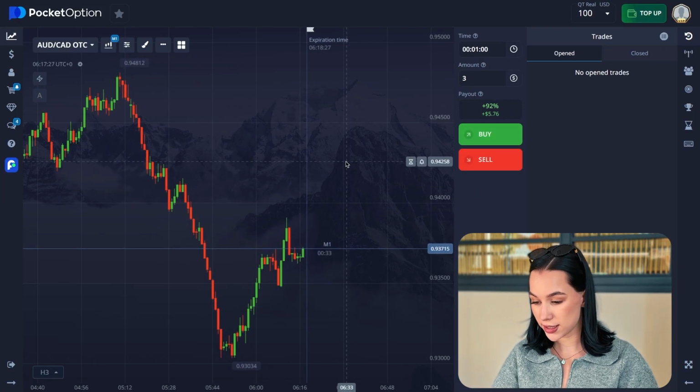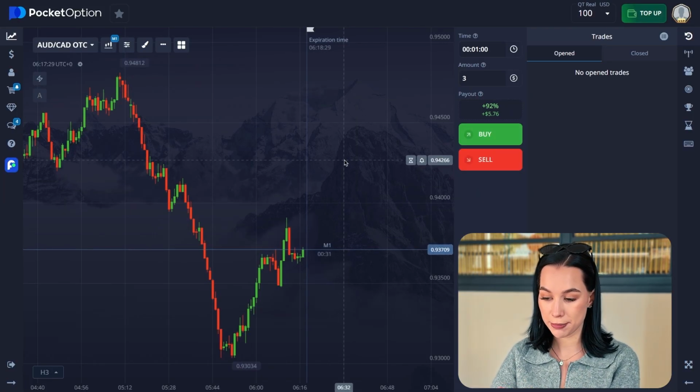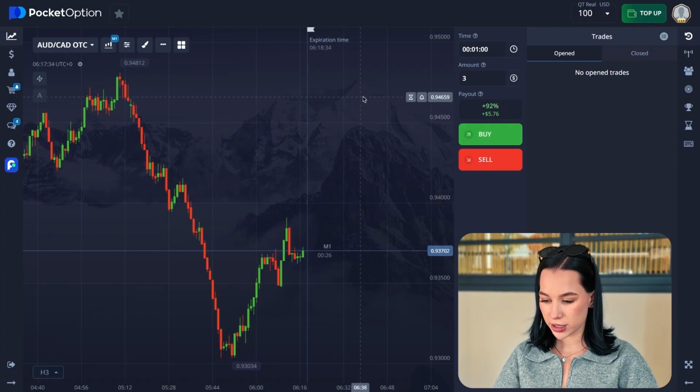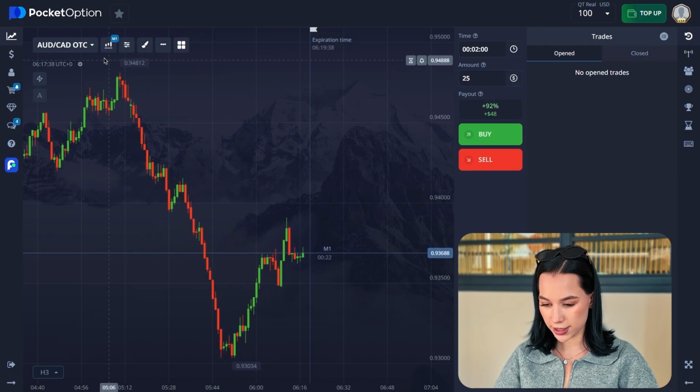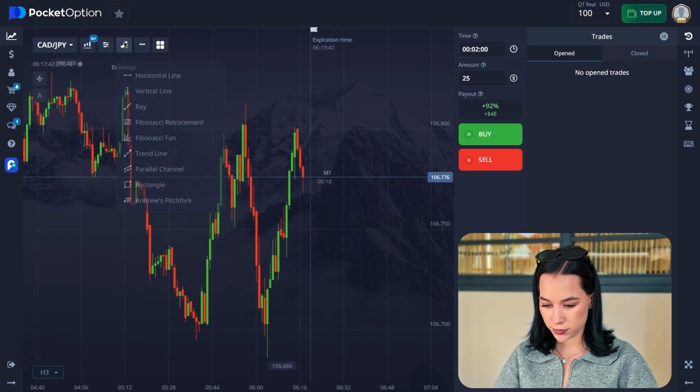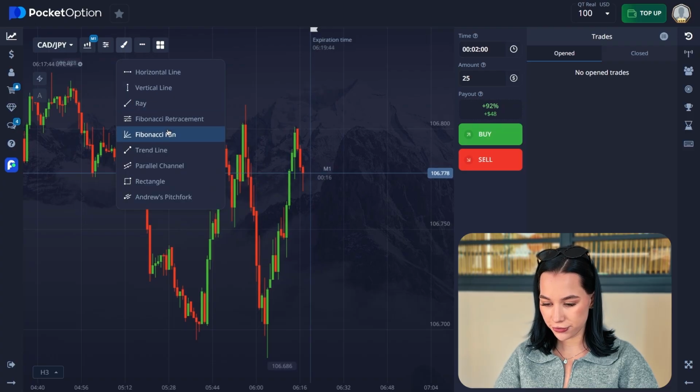So guys, let's get started. For now, I just have $100 in my balance. Not that much, but that's what we're gonna work with. So first we change our expiration time to 2 minutes, and the amount of money, let's do like $25 for now. Okay, this is a pretty good chart. And we go here to the instruments and click on Fibonacci Fan.